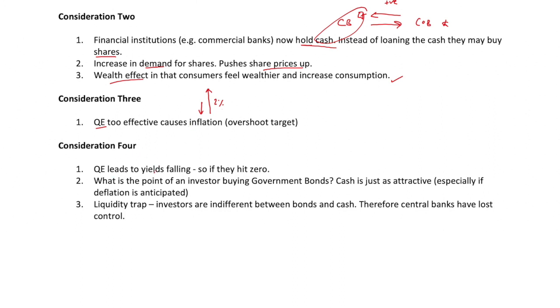Consideration four, the final one, is that QE, as we've seen, leads to yields falling. But what if they fell all the way to zero? If they fell to zero, then what is the point of an investor buying government bonds, because they're using cash to buy them? If the yield was zero, they may as well just hold the cash, because cash is just as attractive. Put another way, investors become indifferent between cash and bonds. So cash here would become extremely attractive, especially if deflation is anticipated.